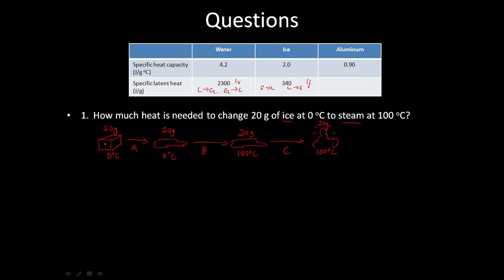Since we're going from solid to liquid, we're going to use 340, the latent heat of fusion. So it's mass times latent heat of fusion. Here in this case we have a change in temperature, so definitely we're going to be using heat given off, right?